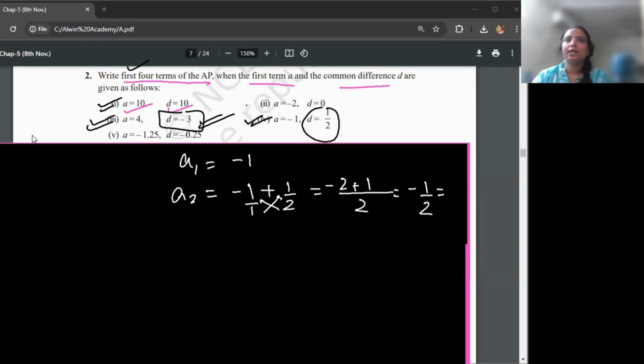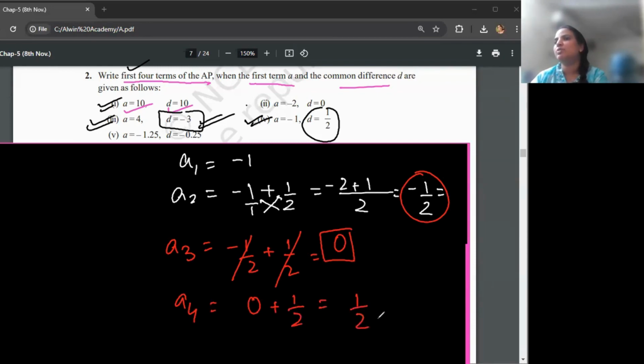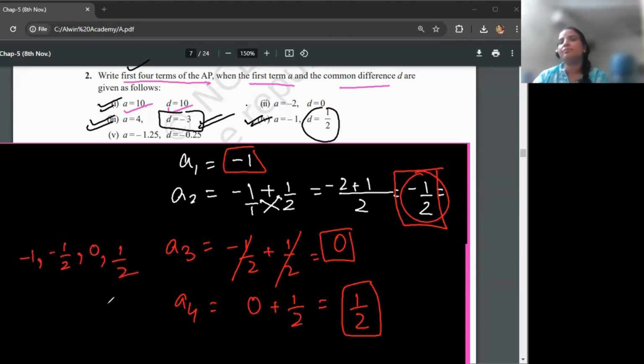अब भी A3 निकालना है। A3 के लिए अब जो ये टर्म आया -1/2, इसके अंदर फिर से हाफ ऐड कर दो। सो देखो -1/2 + 1/2 0 हो गया। नेक्स्ट टर्म ऑफ द AP, A4 निकालने के लिए 0 + 1/2, तो हाफ ही हो जाएगा। तो दीज आर 4 टर्म्स ऑफ द AP: -1, -1/2, 0, 1/2। अंडरस्टूड बच्चे और नॉट?